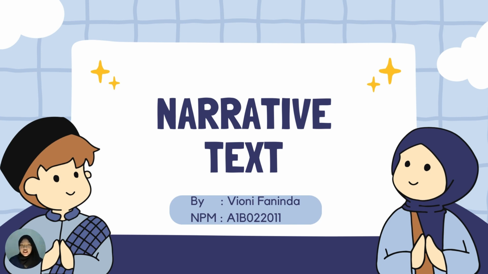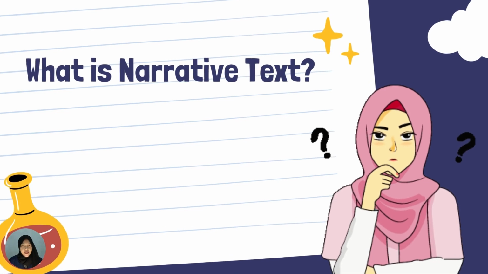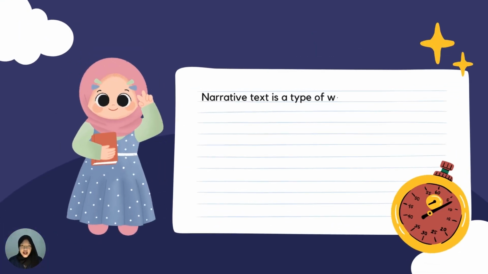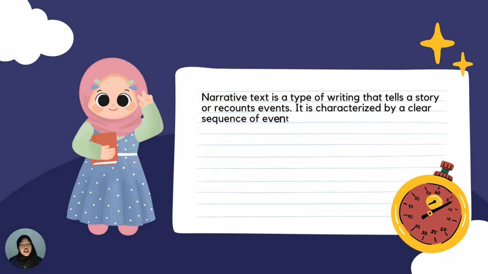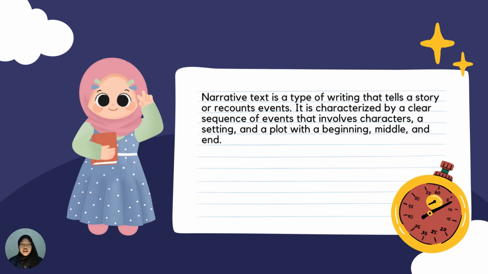Today we will learn about narrative text. So, what is narrative text? Okay, narrative text is a type of writing that tells a story or recounts events. It is characterized by a clear sequence of events that involves characters, a setting, and a plot with a beginning, middle, and end.